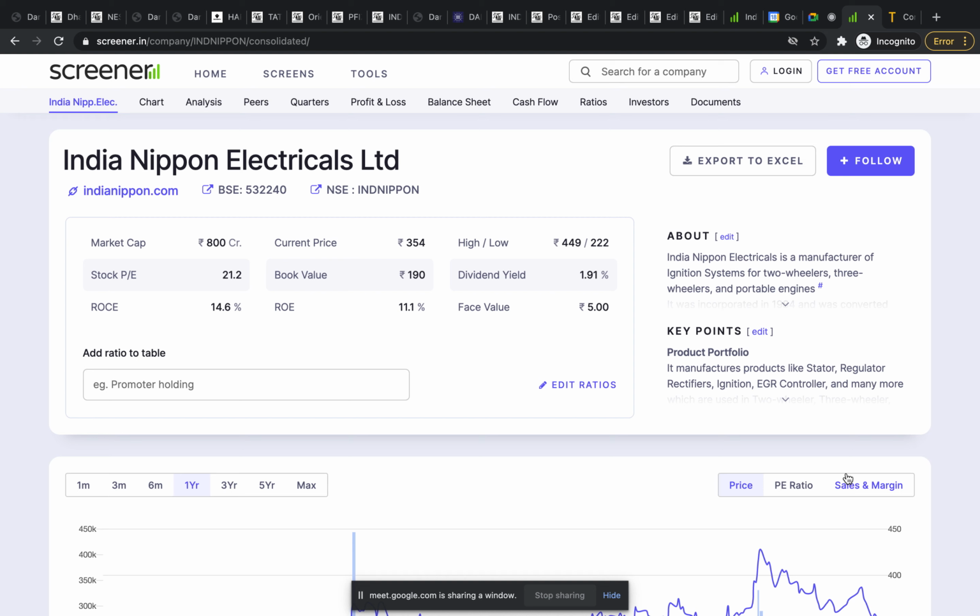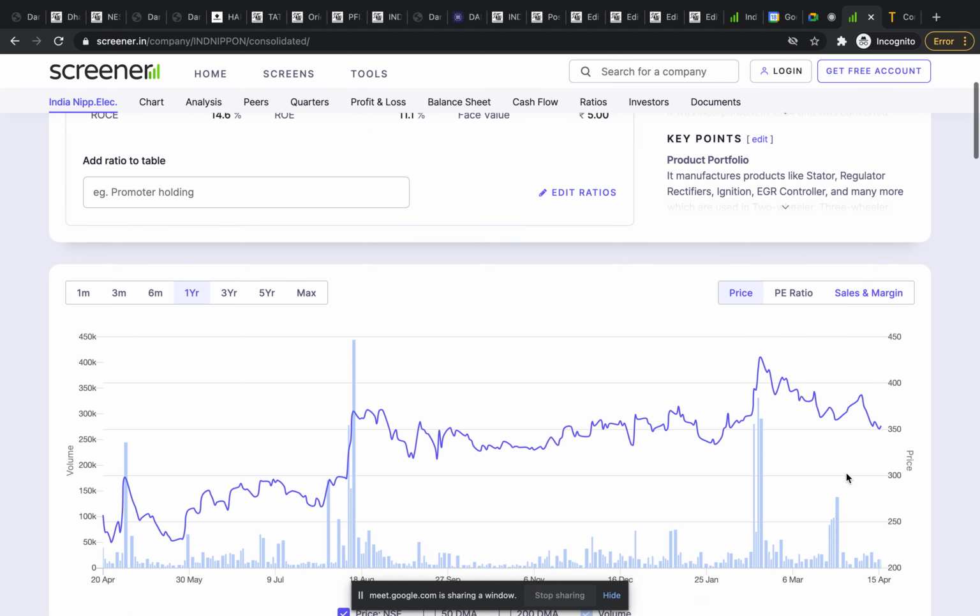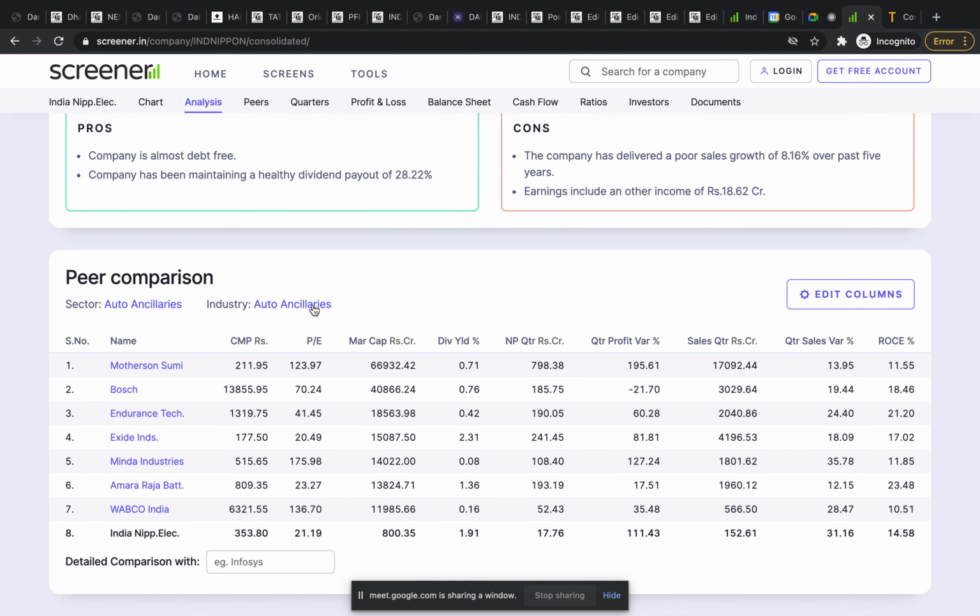But when we say that earning multiple is going to expand, it means that its peer companies, say for example Motherson Sumi, Bosch, which are in the same field of business, supplying different types of automobile parts or components for automobile manufacturing, are trading at significant premium valuations to their current earnings. So what does this mean?